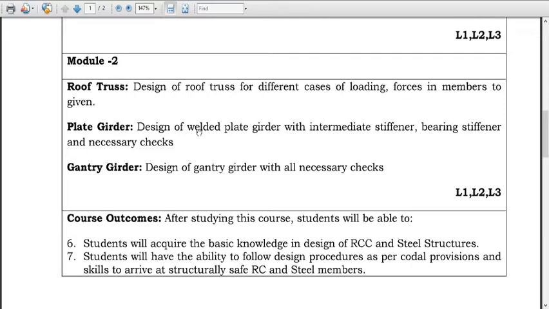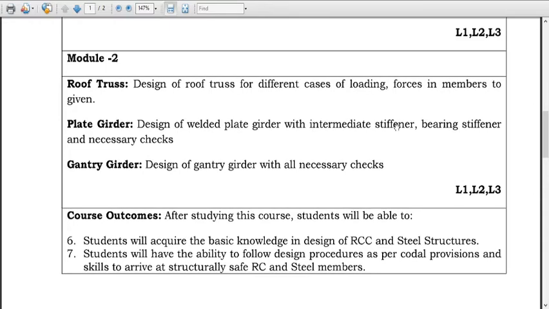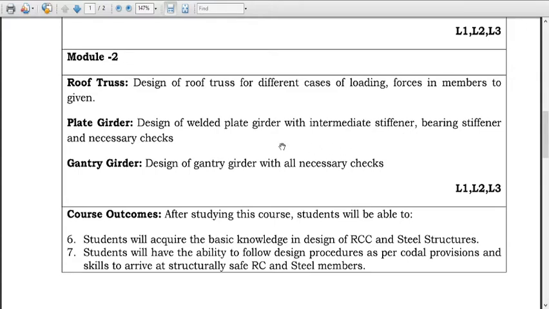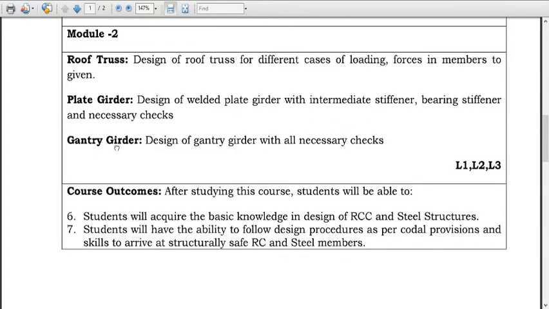Now it is used for large spans and in industrial structures. Here we have to design the intermediate stiffener, which provides stiffness along the length of the beam, the bearing stiffener at the ends, and other components. Similarly, the gantry girder, which is again a girder, is lifting equipment. Design of gantry girder with all the necessary checks. The same thing comes here also, it is a beam, but it carries a vehicular load, a trolley. So this is there in module 2.